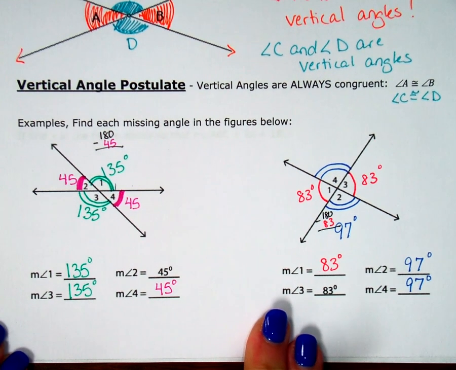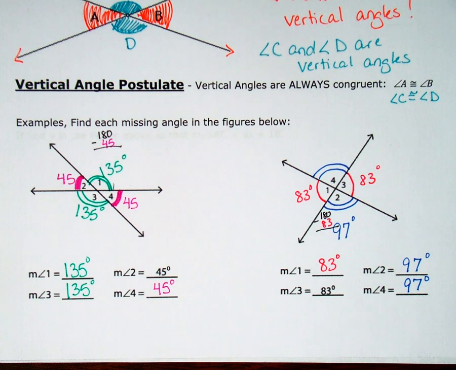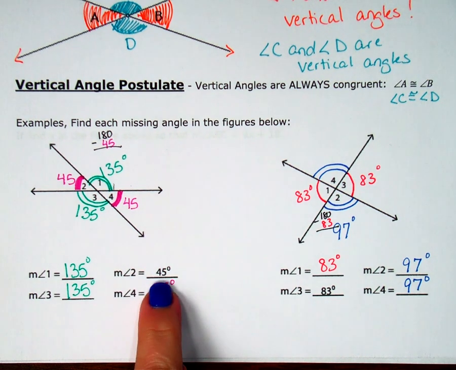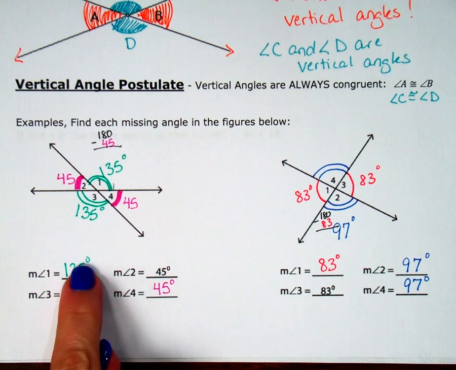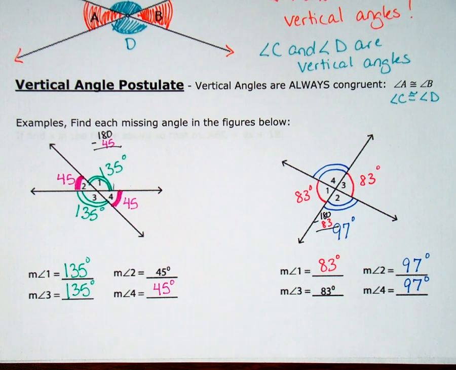Okay, so notice we're using both the linear pair postulate and the vertical angle postulate, and when I'm given one angle, I can find all the other angles in that picture. Okay, in the next video, we're going to look at how we can add some algebra to this.